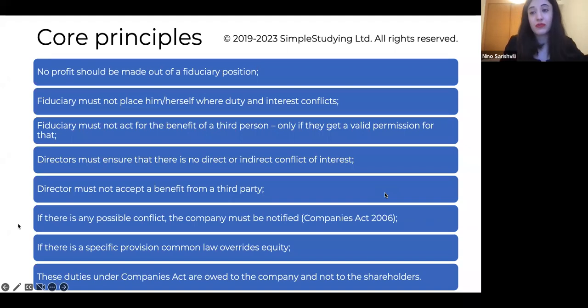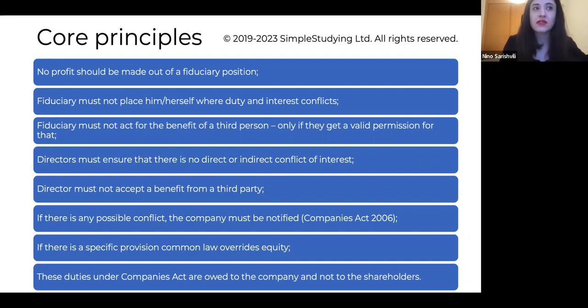Here are the core principles that you need to remember about fiduciary duties. No profits should be made out of a fiduciary position. A fiduciary must not place himself in a position where duty and interests conflict. So conflict of interest directly raises liability for breach of fiduciary duties. A fiduciary must not act for the benefit of a third person, unless they get valid permission for it.